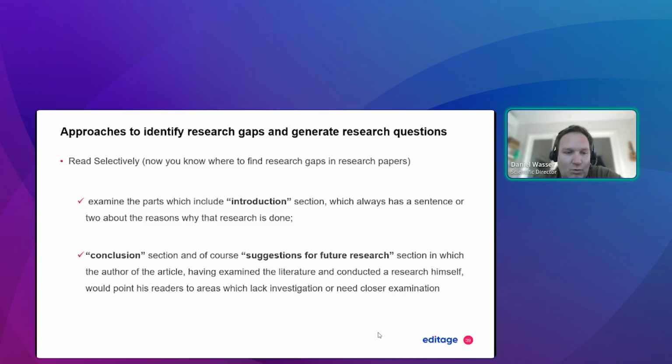At which point readers lack investigation or need further examination. I think that's really important, right? To kind of lay that groundwork for future research, whether that's your own or others.